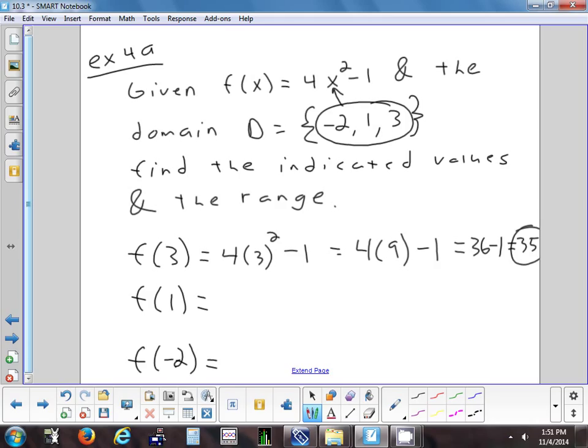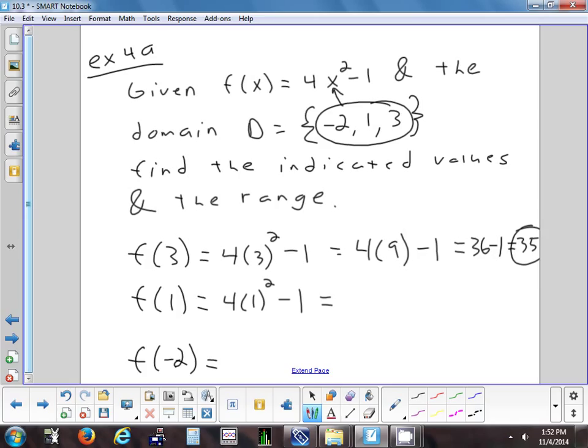Okay, so the value of this function, if you plug in 3 for the x, you're going to get a value of 35 for y. Okay. How about finding the value of the function at 1? What's my first step? Plug in the 1 where the x is.